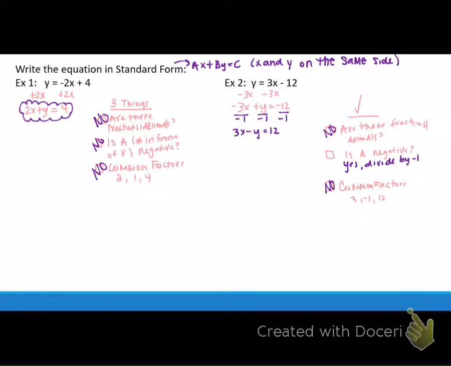Okay, get that copied down. I see some of you still writing. If questions come up while you're copying it down, please let me know. Raise your hand.